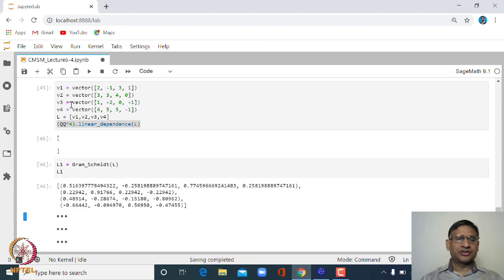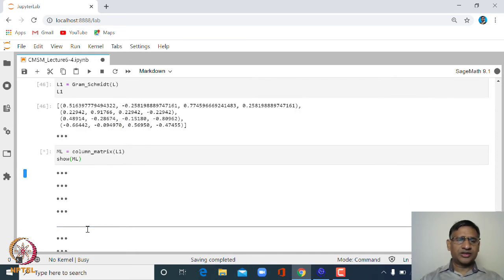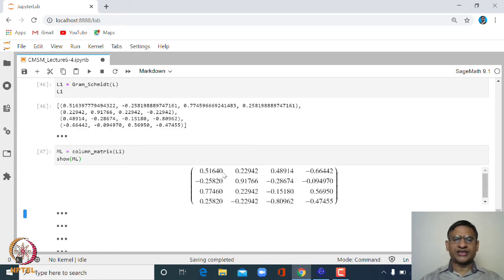And then let us create a matrix out of this. So this is a set of matrix. The first column is the first element in this L1, the second column is the second element, and so on. If you look at this matrix, its columns are an orthonormal set of vectors. Such a matrix is known as an orthogonal matrix. So any matrix Q in which all the columns are an orthonormal set of vectors, we say that such a matrix is an orthogonal matrix.